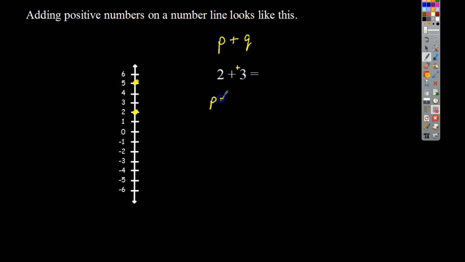In this case, P is equal to 2 and Q is equal to 3. So I'm going to start with 2. I'm going to add, and I'm going to go up 3 spaces, right? You knew to go to positive 2. And then we're going to go up 3 spaces, okay? So I go up 3. So my answer is positive 5. Okay? Hopefully that's pretty basic. Learned that a long time ago.